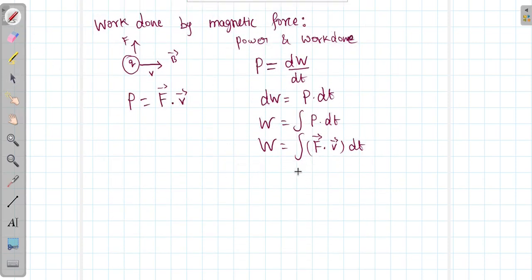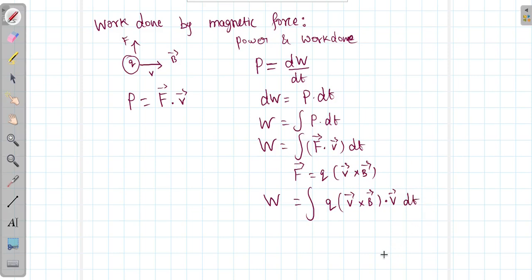Okay, now we know the formula for magnetic force: Q V cross B. Now you just replace it in the work done formula. W equals integral of Q (V cross B) dot V dt.